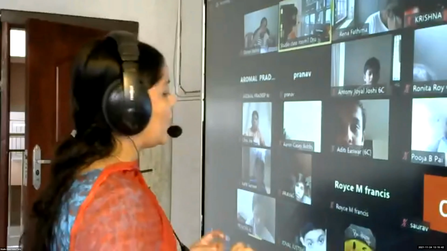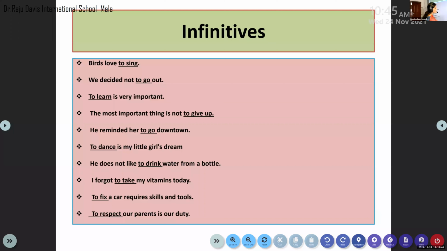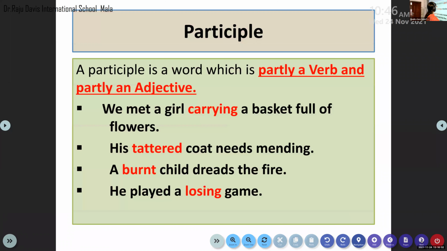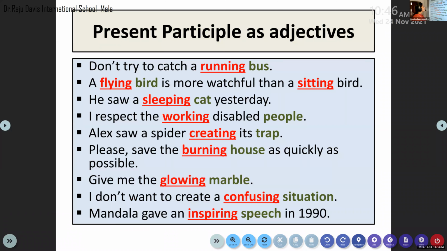Okay, so let me share the screen once again, children. Here you have whatever you want. So let me share from the present participle and past participle examples. I have brought a few examples for you under the present participles and past participle, where it is used in the form of a verbal adjective. So let me share the examples, not the concept. The examples are present here.